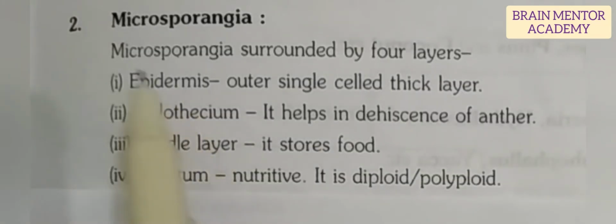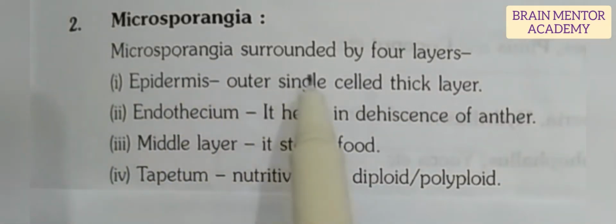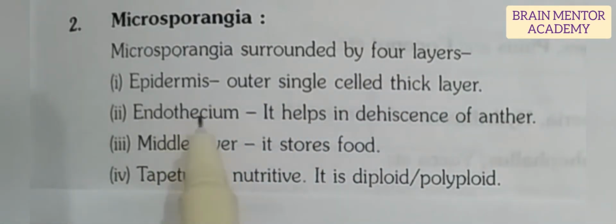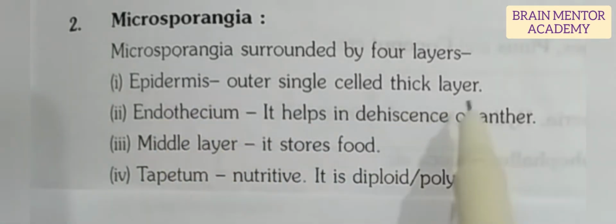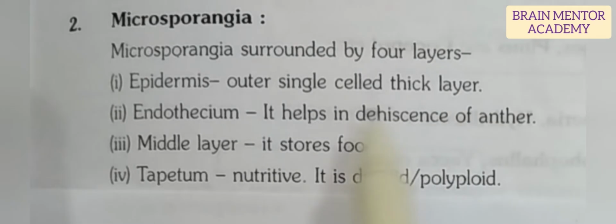Now, microsporangia. Microsporangium is surrounded by four layers: epidermis, endothecium, middle layer, tapetum. Now first, epidermis. Outer single-celled thick layer is called epidermis. Endothecium helps in dehiscence of anther. Now the third is middle layer. It stores food and these are 3 to 4 layered. Tapetum is nutritive. It is diploid or polyploid. It gives nutrition to the developing pollen grains.